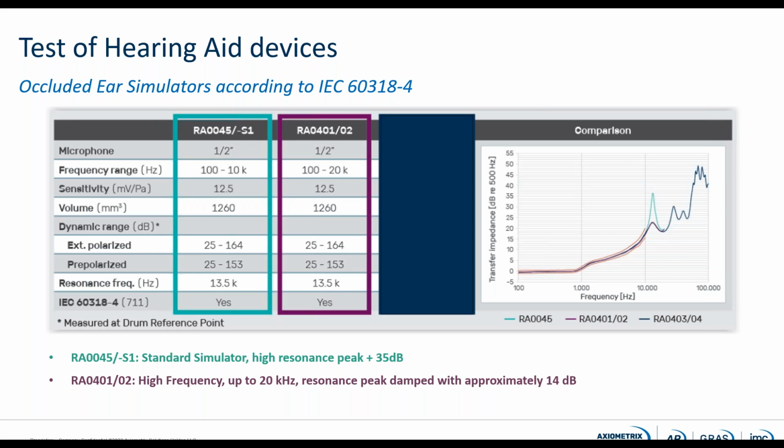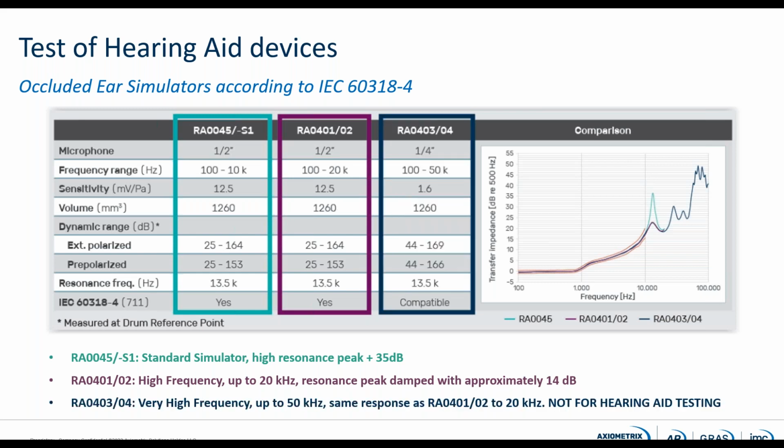kilohertz. We do also have what we call a very high frequency or high res ear stimulator, mainly made for the audio industry, so it's not for hearing aids testing. This simulator is based on a quarter-inch microphone, and therefore we are able to measure up to 50 kilohertz.